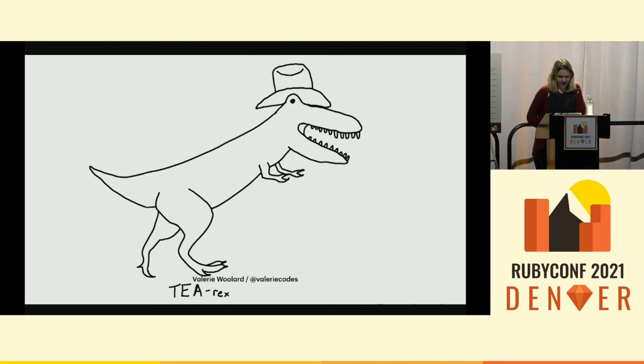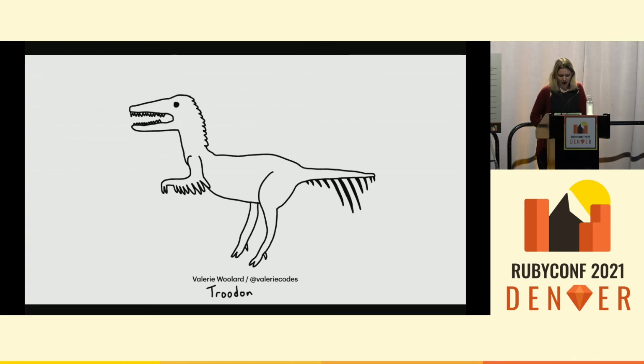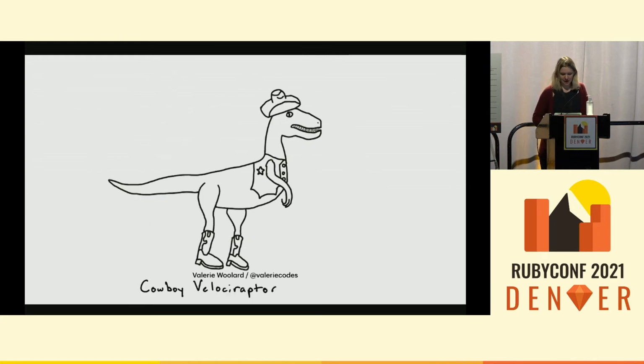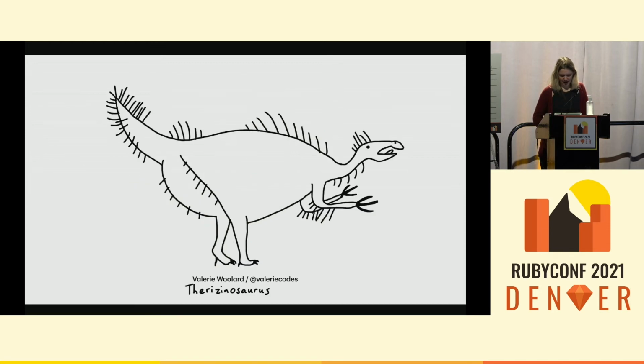Here are some more of my favorite dinosaurs that I've drawn. This is a T-Rex. This is a Troodon. Cowboy Velociraptor. And I don't know how to say that, but I believe the person I sent it to called it a murder turkey, which I really appreciate. And that's the last one. It's important to do things that bring you joy, even if you're not good at them. Thank you, goodbye.